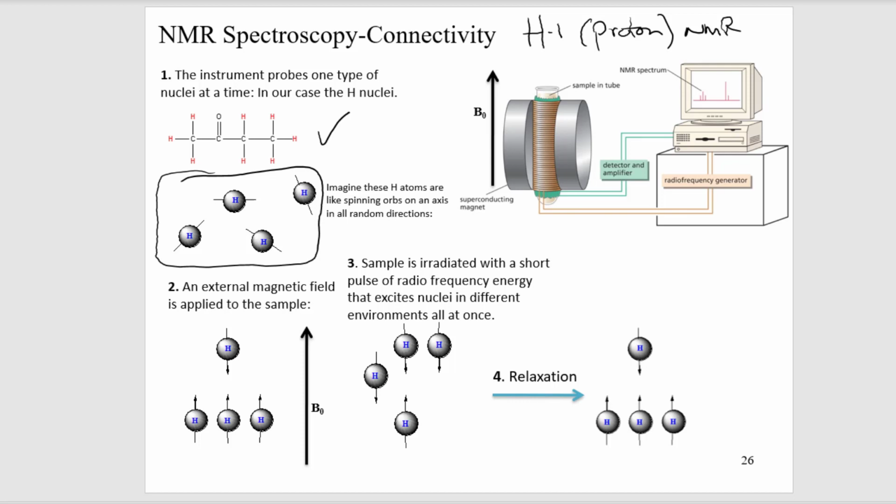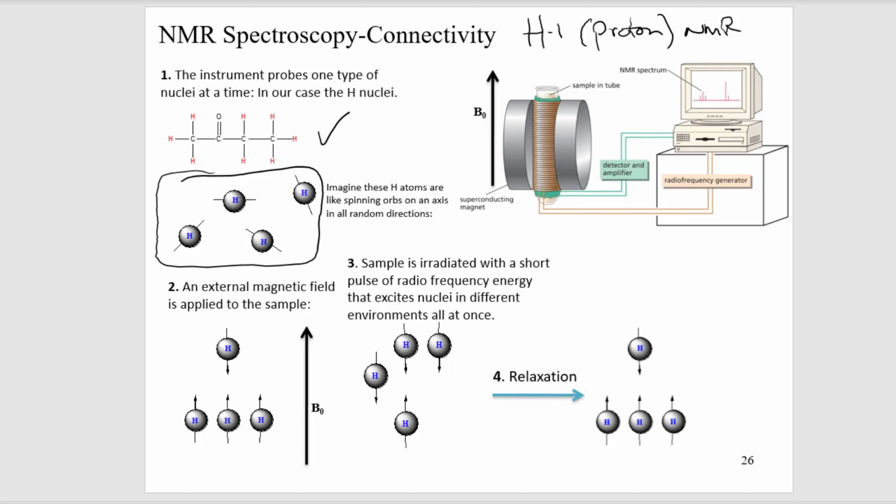So they're creating their own little micro magnetic environments. But they're all random because you have this sample in solution. So they're all just random motion and different. They're spinning one way and spinning another, and there's no order to them.